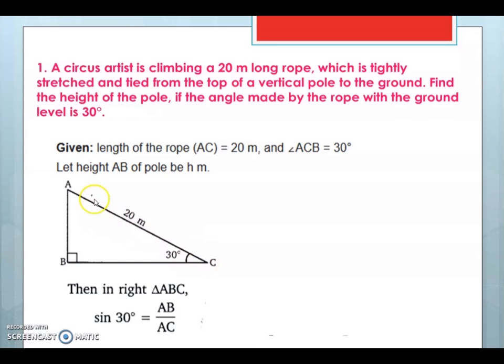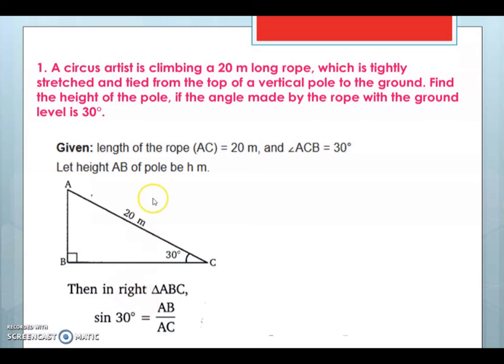So this is the length of the rope, that is 20 meter. It is already given. 20-meter long rope is tied to the top of a vertical pole and it is stretched, and this is the point where it reaches the ground, the point C. You have to find the height of this pole, that is length AB you have to find out, and the angle made by the rope with the ground level, that is given to you as 30 degree. So this is how the figure will be drawn.